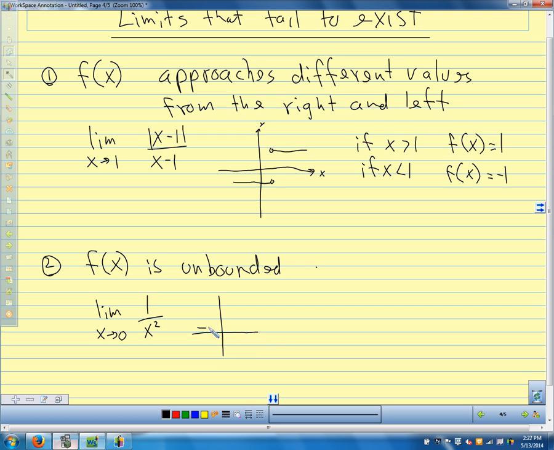If I graph this function, it looks like this. So as x approaches 0, f gets really, really big. And the closer I get to 0, the bigger f gets. So we say f is unbounded. It's not approaching a single number. So we say the limit does not exist. And we're going to say the limit does not exist for all of these.